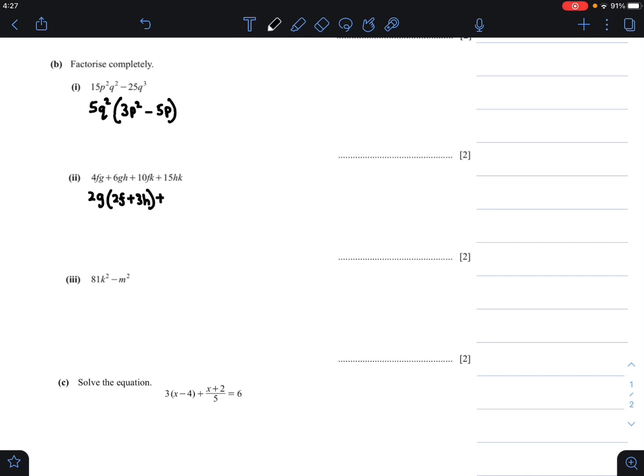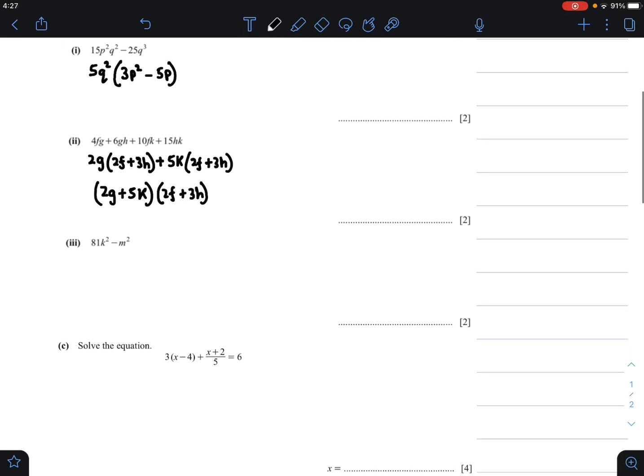Now between the third and the fourth term, 5k is common. If we divide 10fk by 5k, we'll be left with 2f. And if we divide 15hk by 5k, we will be left with 3h. Now you have to make sure that these two brackets are the same. So you can write your final answer as 2g plus 5k multiplied by 2f plus 3h. Therefore this will be your final answer for B part 2.